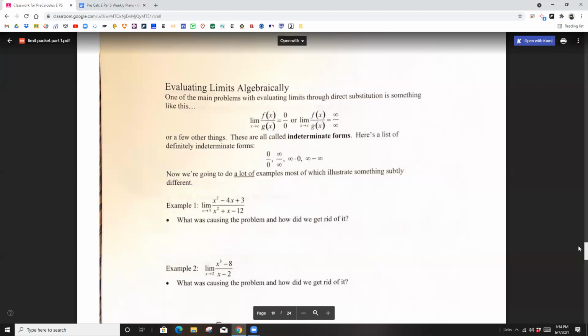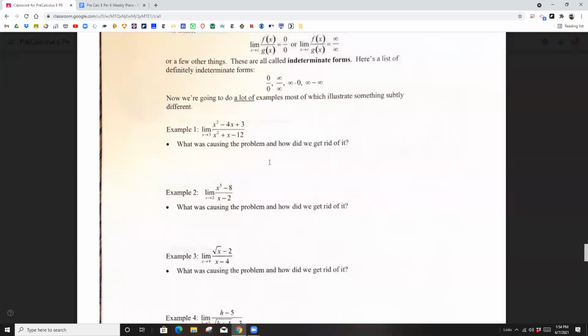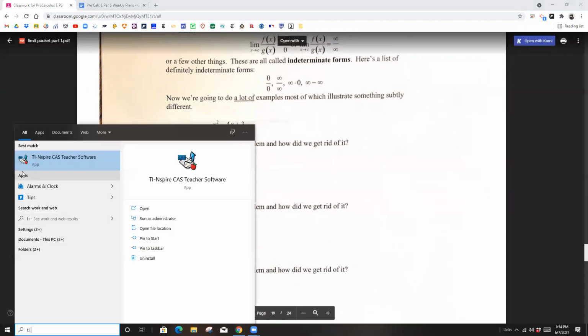We're going to do a lot of examples where, when you do direct substitution, so that means plugging in the value for x, we get one of these forms. What do we do? We'll go through a bunch of different examples, and like it says, there's something slightly different about each one. So for number one, let's evaluate the limit as x approaches 3 of x squared minus 4x plus 3 over x squared plus x minus 12. Let me get my calculator ready because I'm sure I'm going to need to use it eventually.